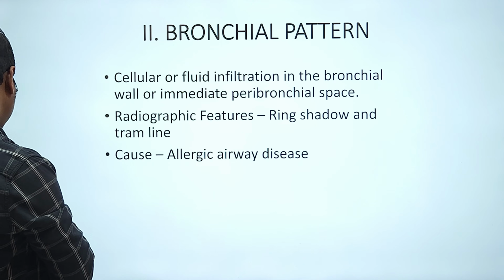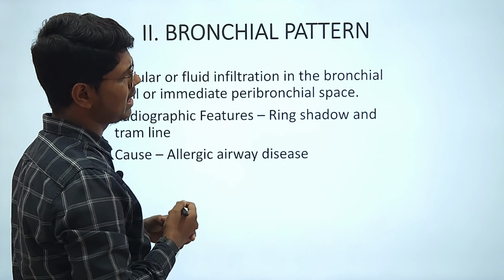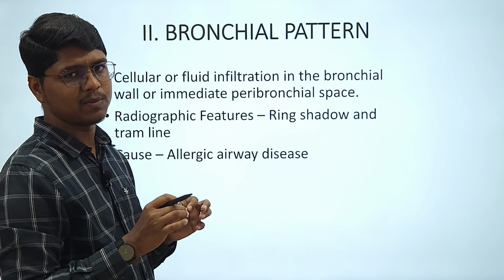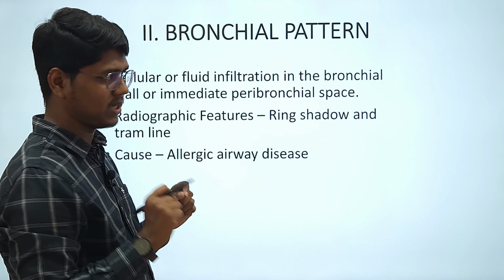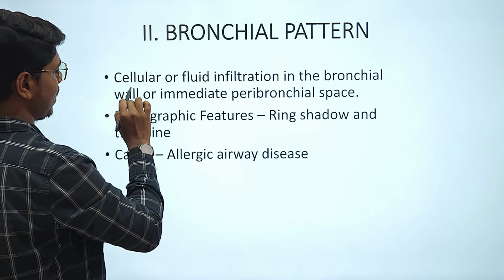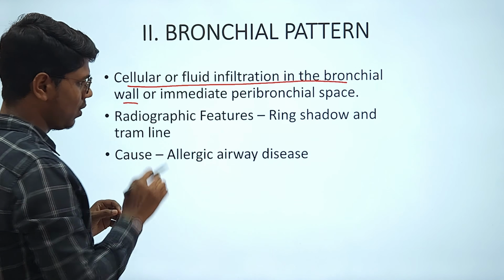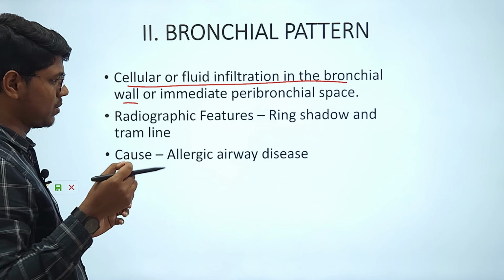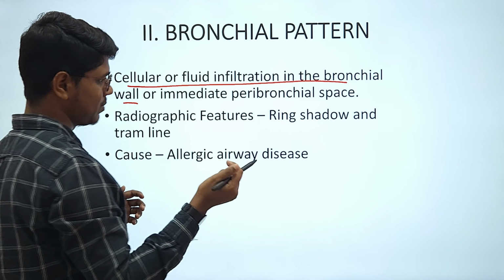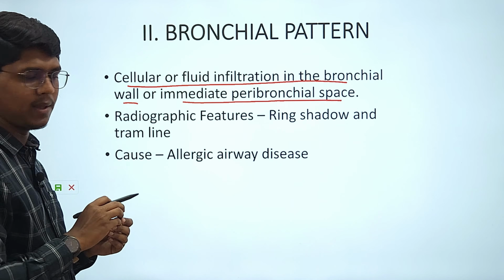Next is the bronchial pattern, the second one. When I told you that in alveolar pattern the alveolus is affected, what if the alveolus is normal but the bronchus is affected? In that situation you will find a bronchial pattern. So what happens? Cellular fluid infiltration in the bronchial wall, or even sometimes the bronchial wall may not be affected, but the peribronchial area has some problem. In that case also you will find the bronchial pattern.